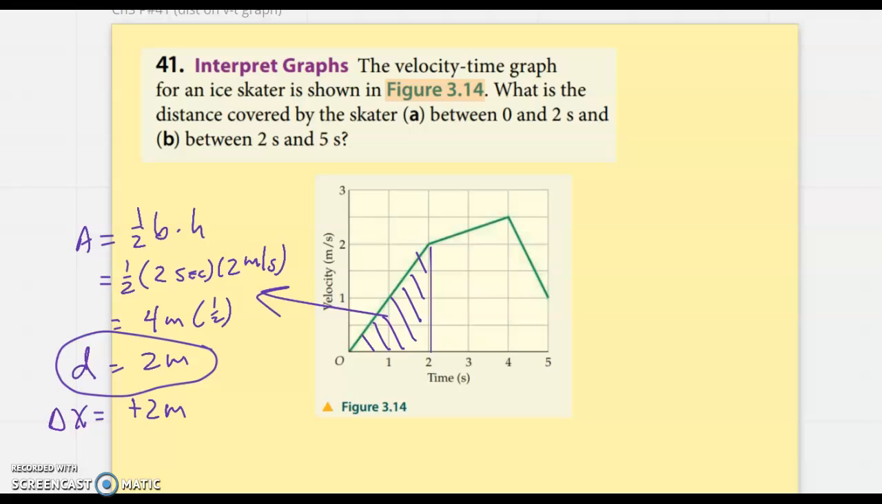Now, between 2 and 5 seconds, distance-wise, we have this odd shape over here, and you want all of this area underneath, but I think it's easier to split that up into some shapes. So maybe I'll split it up into that, which is a rectangle that's 2 seconds times 2 meters per second, which is 4 meters. And then you have this triangle up here that's a half times 2 seconds times 0.5 meters per second. So that would be 0.5 meters.